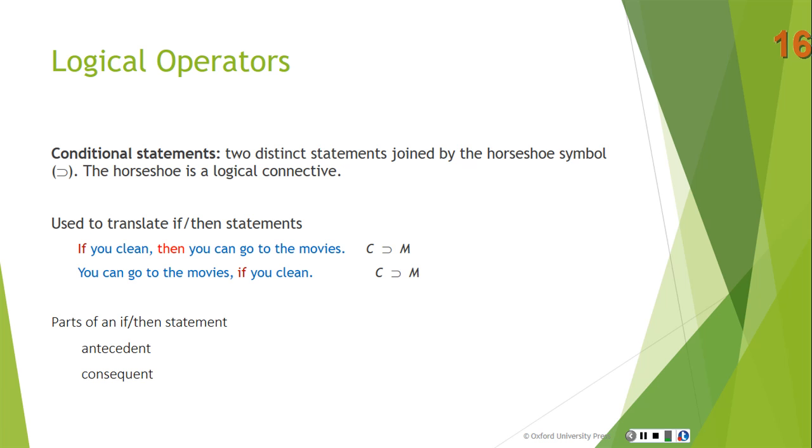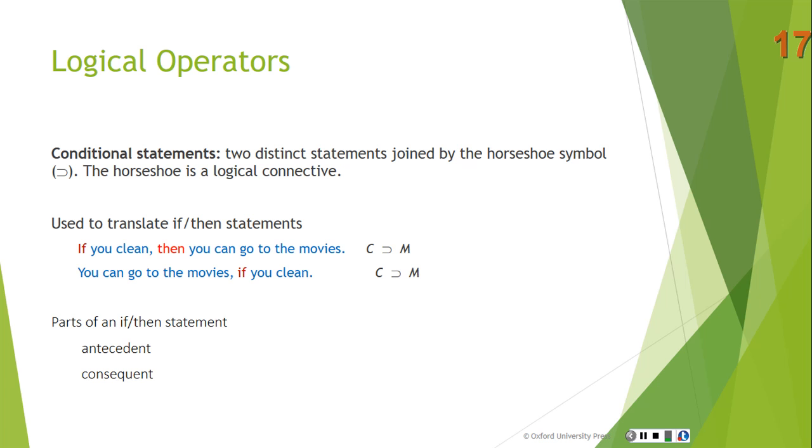Now, this is really important when you're translating if-then statements. You put the phrase that comes after the "if" before the horseshoe, and the phrase that comes after the "then" after the horseshoe. I'm sorry, let me say that one more time. You put the phrase that comes after the "if" before the horseshoe, and you put the phrase that comes after the "then" after the horseshoe.